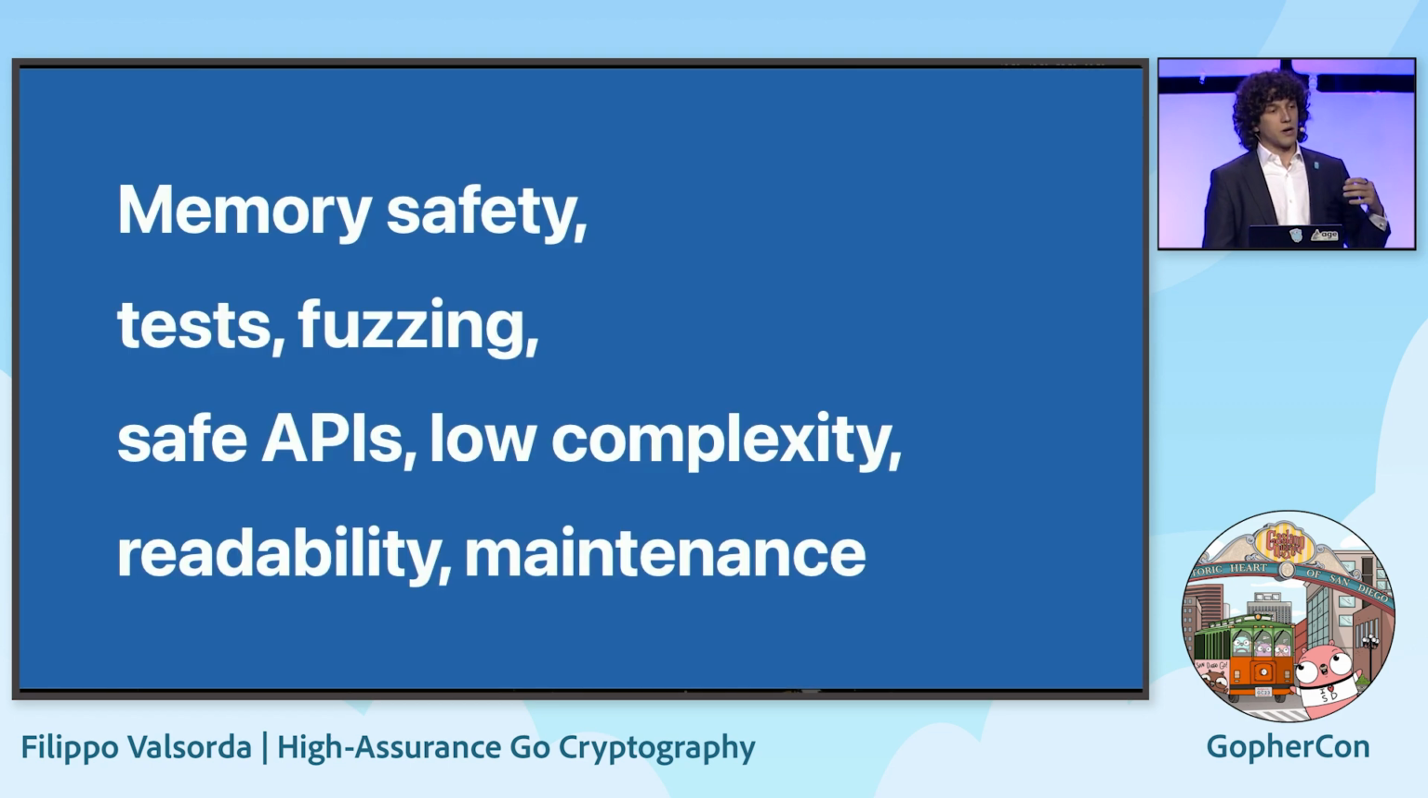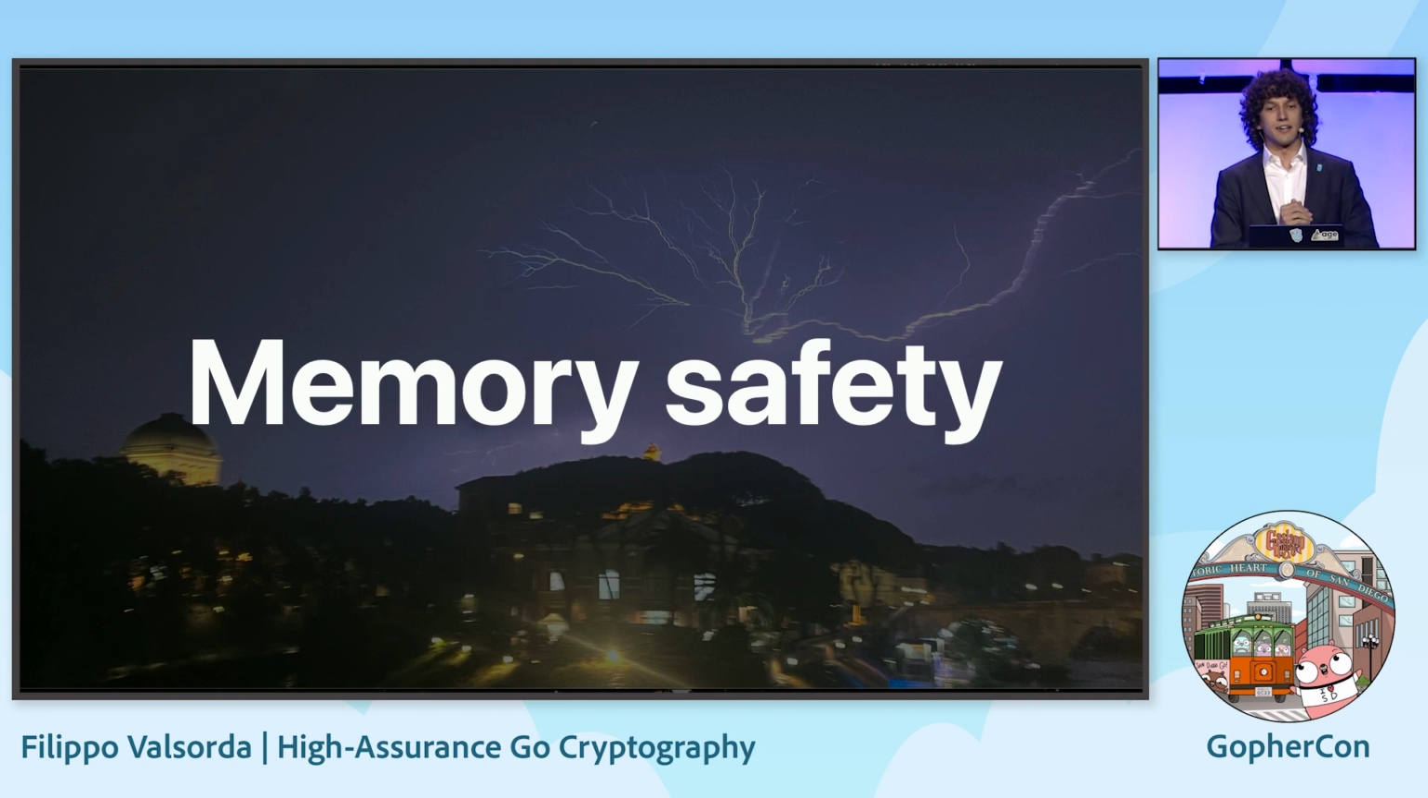So we'll talk about techniques and technologies like memory safety, tests. There's going to be so much testing. And then we're going to talk about fuzzing, which is still testing, and then how to design safe APIs, how to limit complexity, and higher level things like how we focus on readability and how the maintenance itself is a technique that you can use for high assurance. But let's start with something easy.